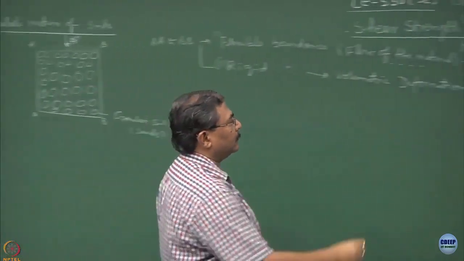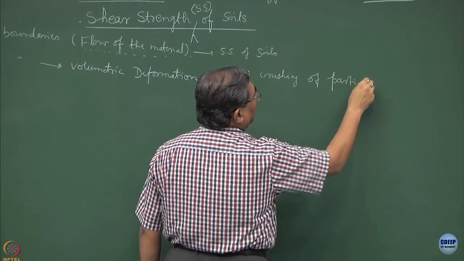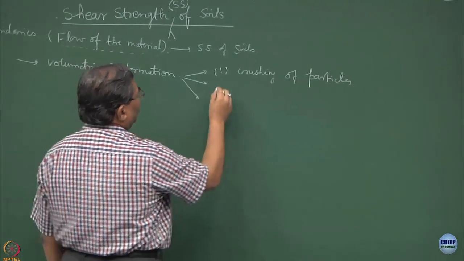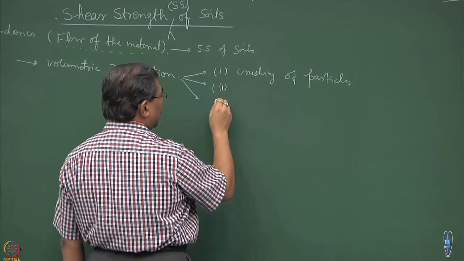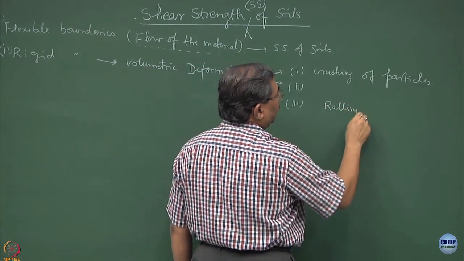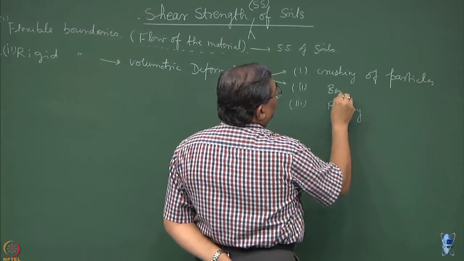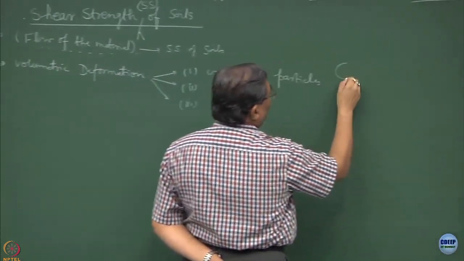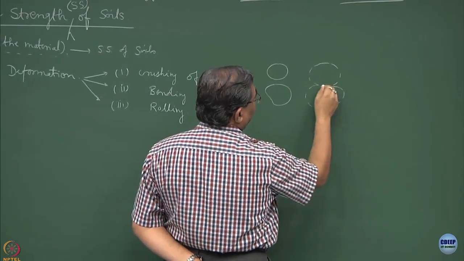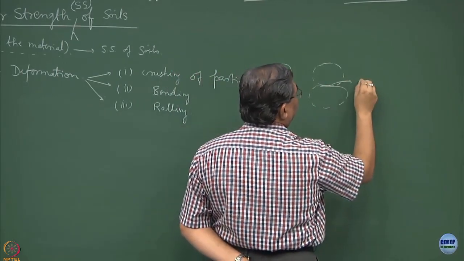The first one was the crushing of the particles. The second one was bending, and the third one would be rolling. And this is where we talked about an equivalent system. When two particles come closer to each other, the crushing at the tip is going to occur, and this is how the deformed shape would look. The surface area is going to be higher than at the tip of the contact. So this is the area after crushing.